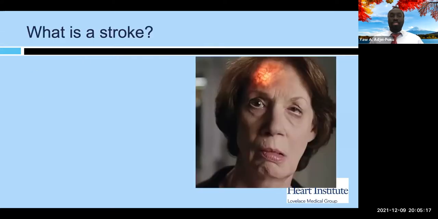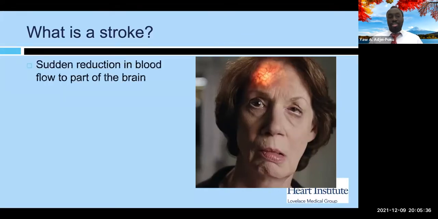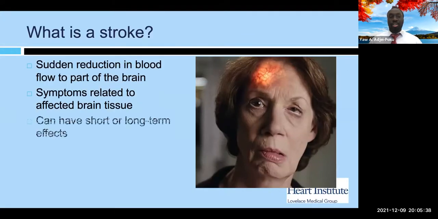Now, one of the most common symptoms and diagnoses that we see in patients that have cerebral vascular disease is a stroke. I think, unfortunately, we've had patients in our community that have suffered a stroke. So just to bring everyone on the same page, what exactly is a stroke? So it's a sudden reduction in blood flow to part of the brain. The symptoms that someone may have may be related to affected brain tissue. And patients can have either short or long-term effects.